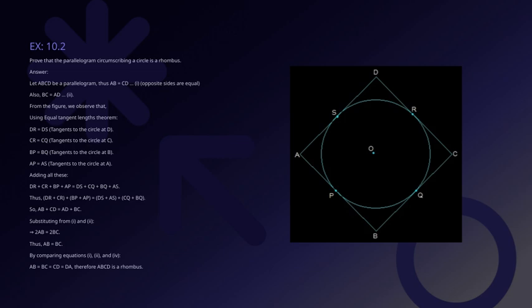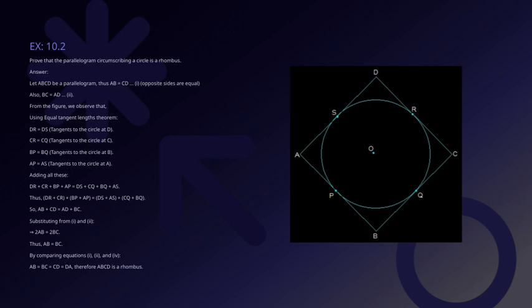Multiplying both sides by 2, we get 2 OB equals 2 BC. Next, substituting from equations I and II, we see that OB plus CD equals AD plus BC. This leads us to the key point that the sum of certain tangent segments, specifically DR plus CR plus BP plus AP, equals the sum of DS plus CQ plus BQ plus AS. Rearranging, we find that DR plus CR plus BP plus AP equals DS plus CQ plus BQ plus AS.